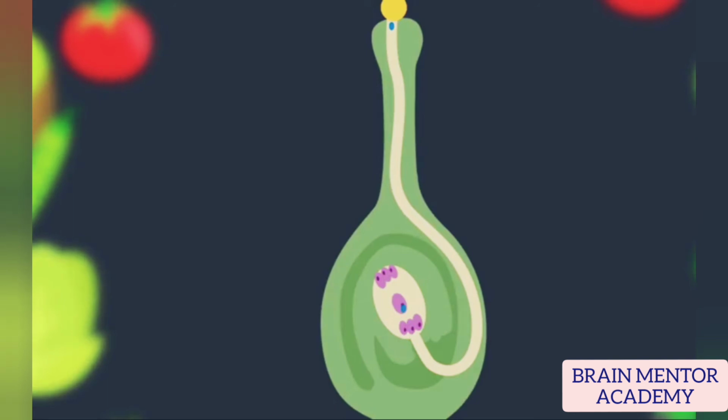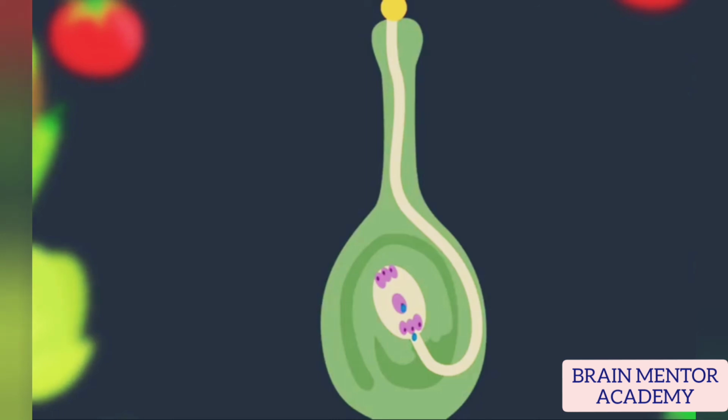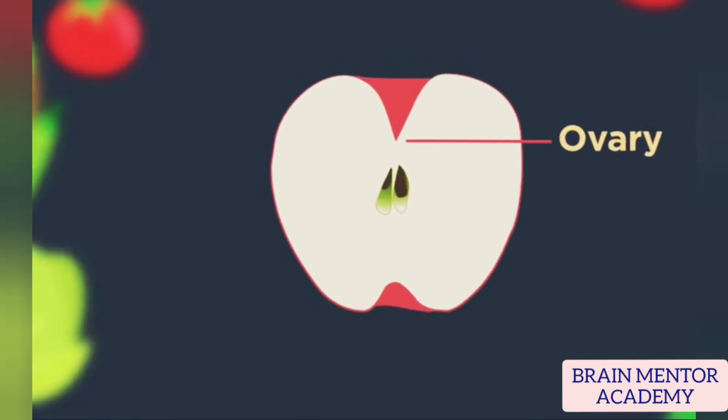Here, one male sex cell fuses with the female egg, fertilizing it. This develops into a seed. The other male sex cell attaches to 2 cells in the embryo sac, forming an endosperm. This provides the starchy food for the seed to grow. The ovary enlarges and becomes a fruit, surrounding the internal seeds.